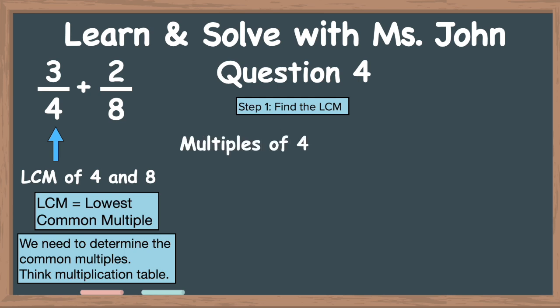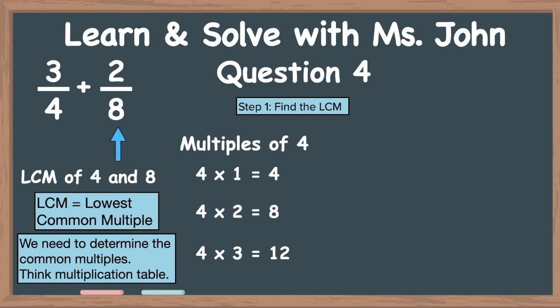So let's find the multiples of 4. For multiples of 4, you're just literally going through the 4 times table. So 4 times 1 is 4, 4 times 2 is 8, 4 times 3 is 12. A lot of people ask me, when do you stop? The more you do this, you'll realize that I didn't really need to go that far. I could have stopped at 4 times 2. But that's through time and practice.